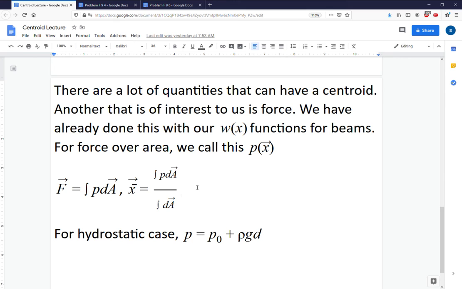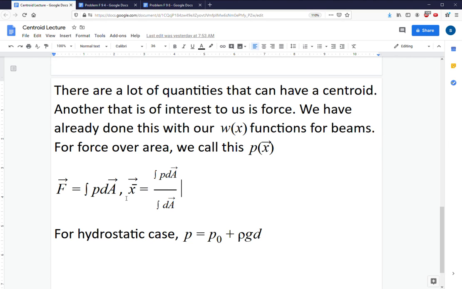Now we have already been doing this with distributed forces that are distributed in just a single dimension. Those are those W functions. We could find their force, we could find their moment, and we could also find where they were located by taking the net moment dividing by the net force, integral of W dx over integral dx, or integral of Wx dx divided by integral of W dx.